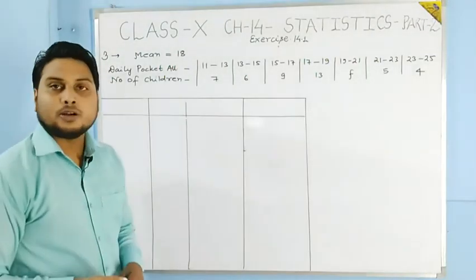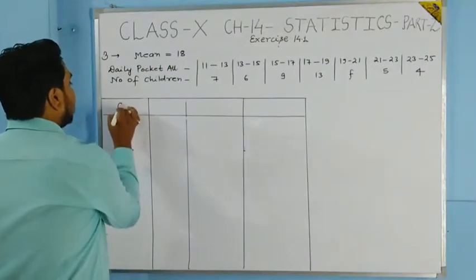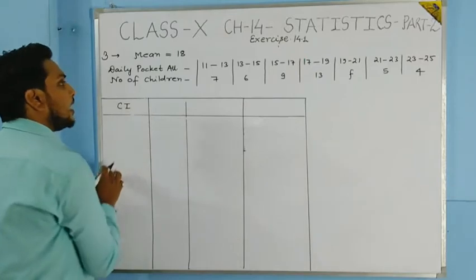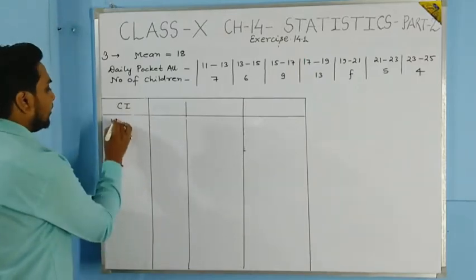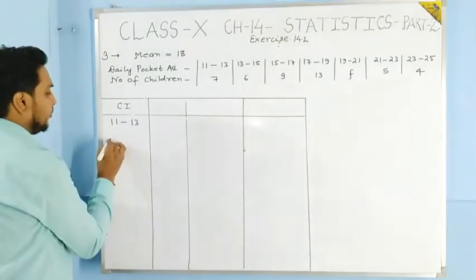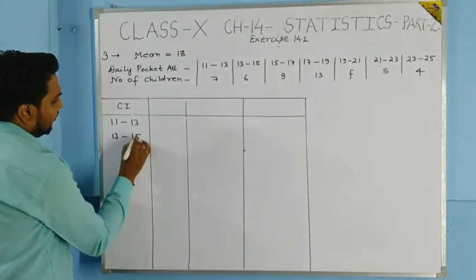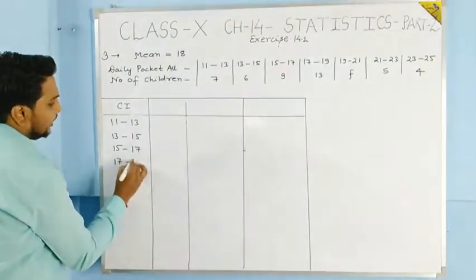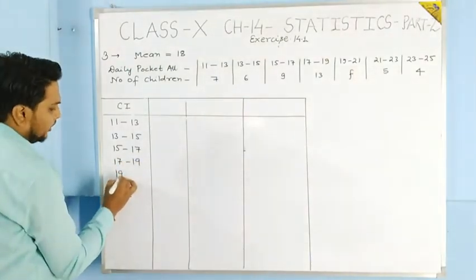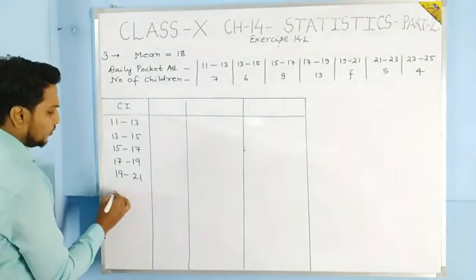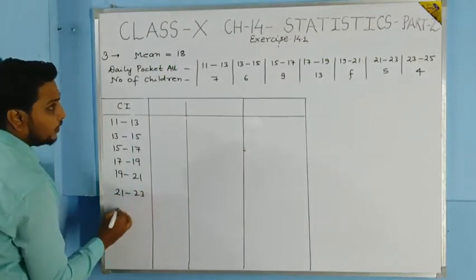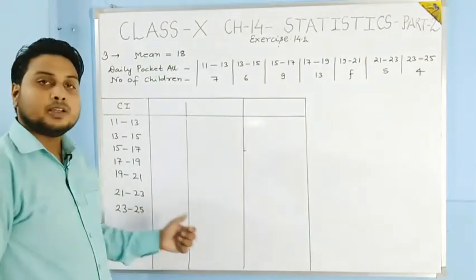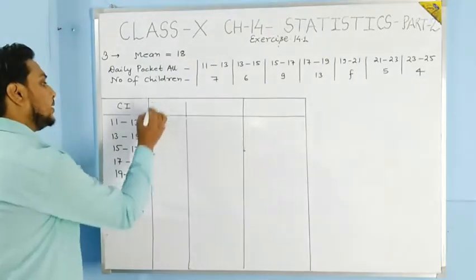You can solve it by the shortcut method also, but the direct method will be easier here. Firstly, we'll write the class intervals: 11 to 13, 13 to 15, 15 to 17, 17 to 19, 19 to 21, 21 to 23, and 23 to 25. Now we have to find the mid values of these data.